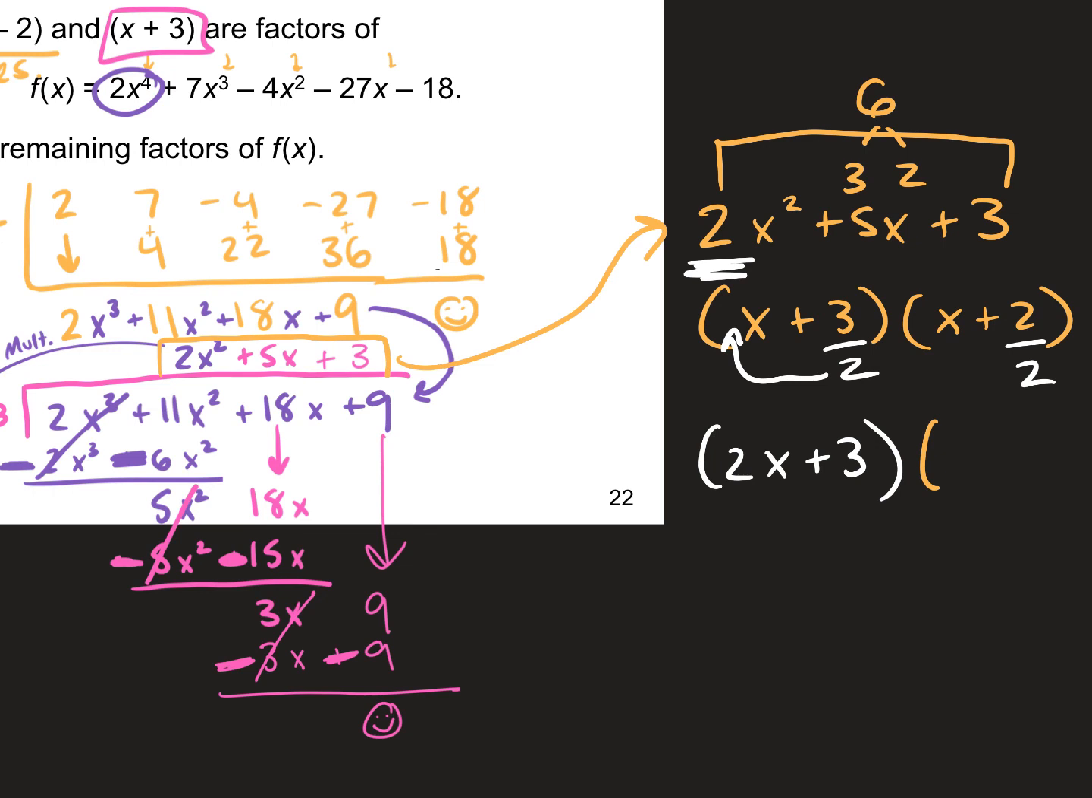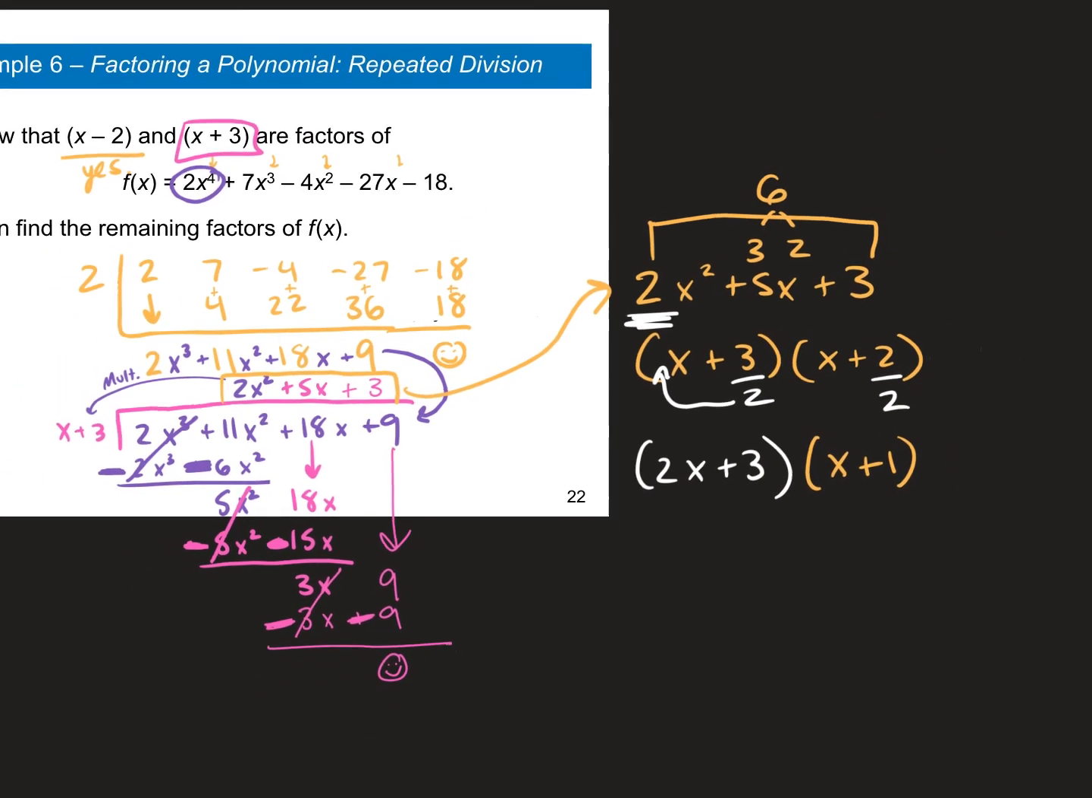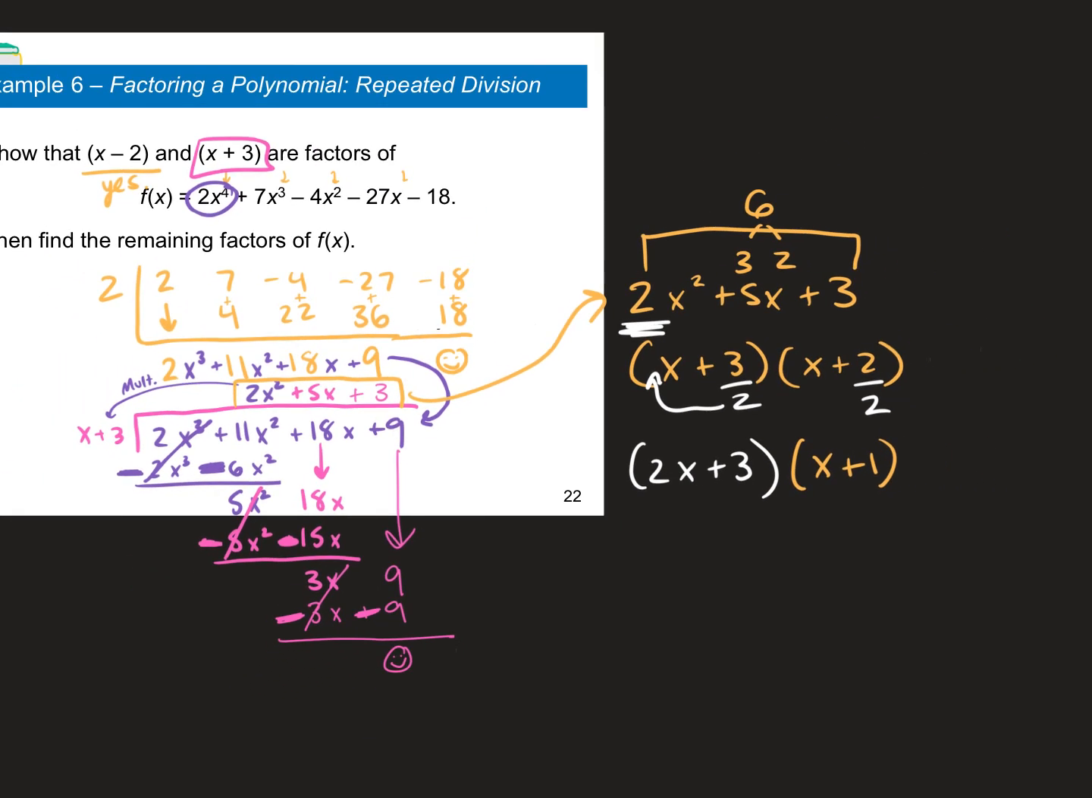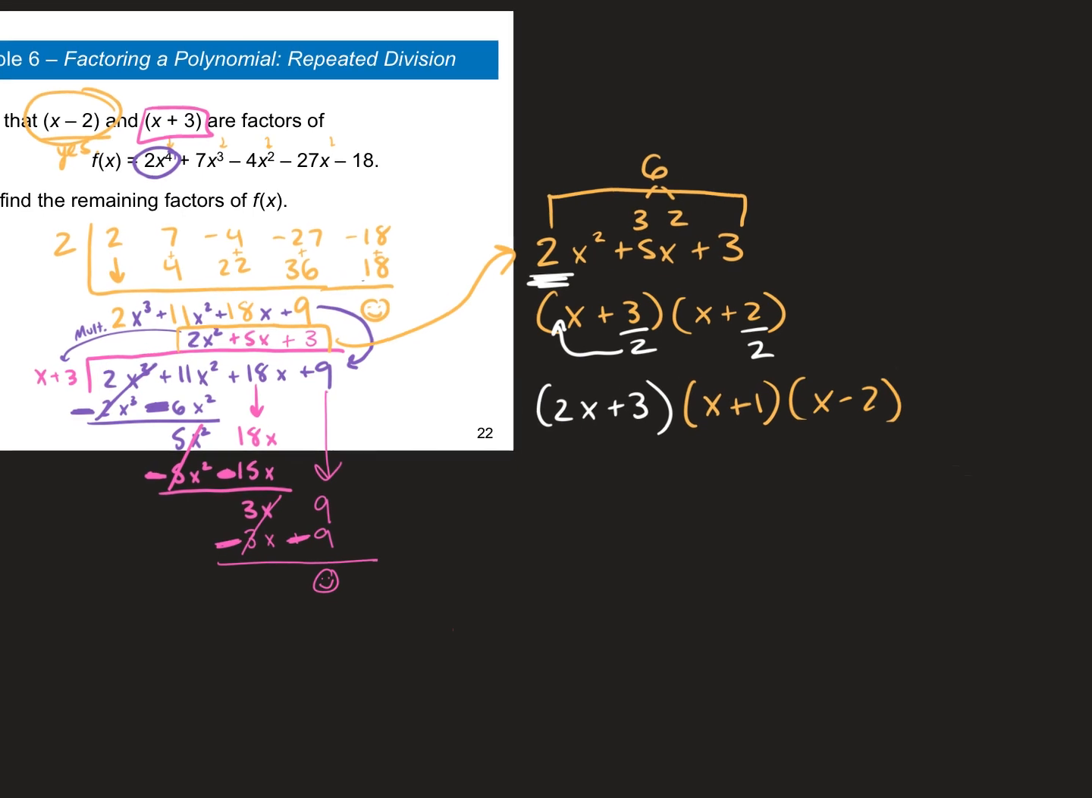So here, 2 divided by 2 simplifies, so it would be x plus 1. So my two factors of this are 2x plus 3, x plus 1, and what else? X minus 2 and x plus 3.